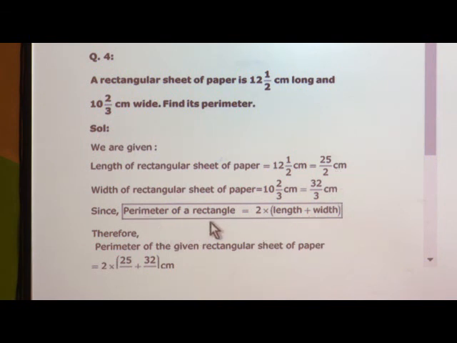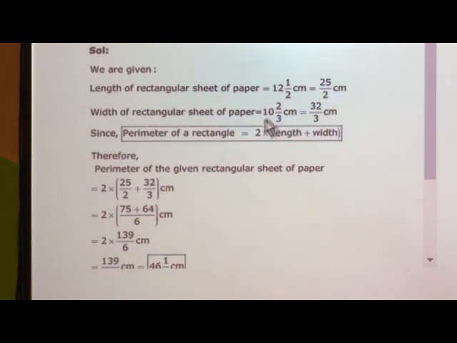Do you know the perimeter of a rectangle? Yes, because I told you the formula of the perimeter of a rectangle: 2 multiplied by L plus B. Now, what to do? We have to substitute. In the place of length we write 25 by 2. In the place of width, that is our breadth, we write 32 by 3. So, what I have done is substituted the values here: write 2 as it is, the multiplication sign, and 25/2 plus 32/3.